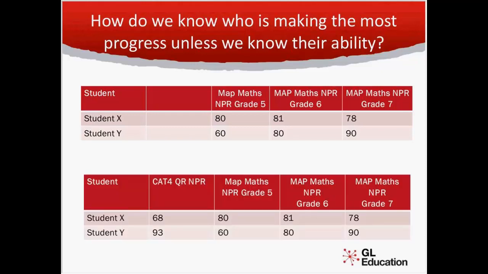If we put the CAT4 national percentile ranks in, we can see that student X has got a national percentile rank for the quantitative score of 68. So the math scores that they're achieving in terms of national percentile rank are much, much higher. So they're doing much better than what CAT4 suggests they should be doing. Student Y, however, has got a CAT4 national percentile rank of 93. And so when they did their maths in grade 5, a 60 score would have been very, very alarming.